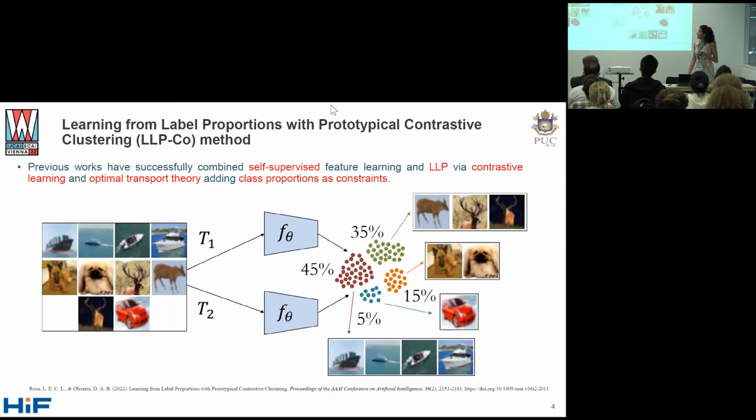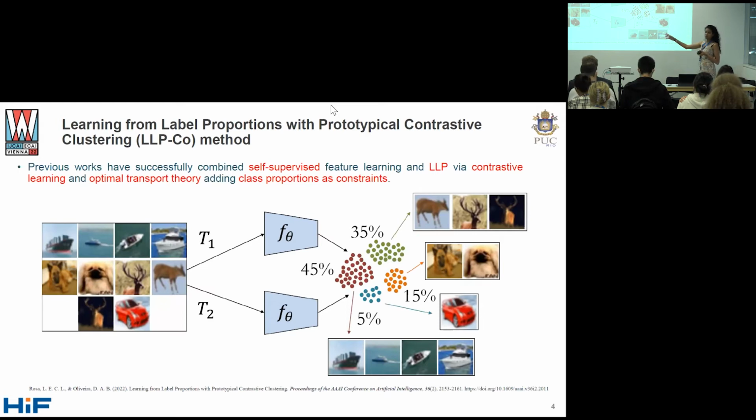Combining this self-supervised approach with cluster or class proportions, a paper was recently proposed, a method called learning from label proportions with prototypical contrastive clustering. This is a method that combines self-supervised learning with learning from proportions using optimal transport theory.